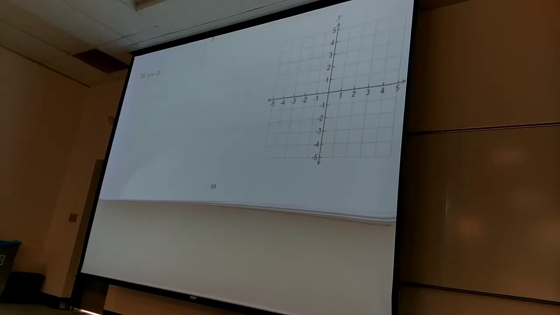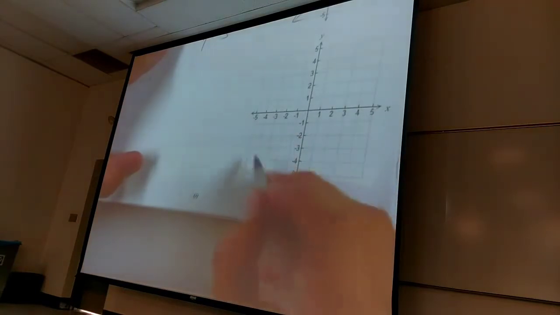I heard the answer. What kind of line is this? Horizontal. Just think about it. Y has to remain negative 3. If I go up or down, doesn't the y change? Yes. But what's the equation say? Y must remain negative 3. So I can only go left and right. So y equals is horizontal. X equals would be vertical. So y equals negative 3 is right here.